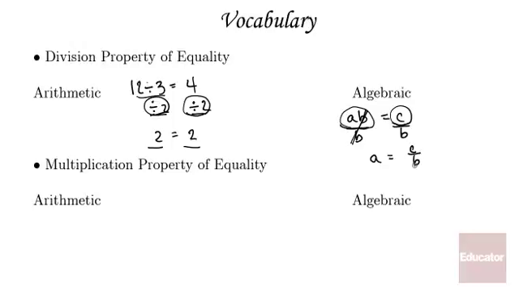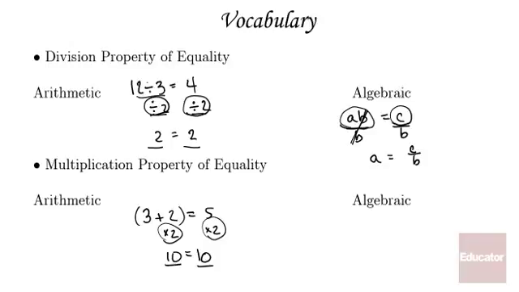The multiplication property of equality also tells us that we need to multiply the same value to both sides. So the arithmetic version could be that 3 plus 2 equals 5. If I multiply both sides by 2, 3 plus 2 is 5 times 2 is 10, and 5 times 2 here is still 10. So by multiplying both sides by the same value, we keep equal values on both sides of the equal sign.